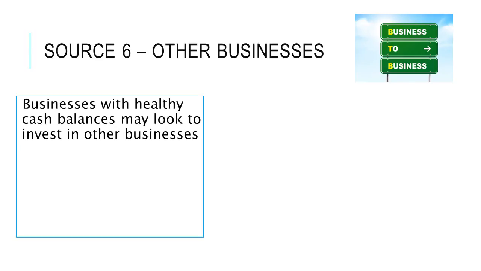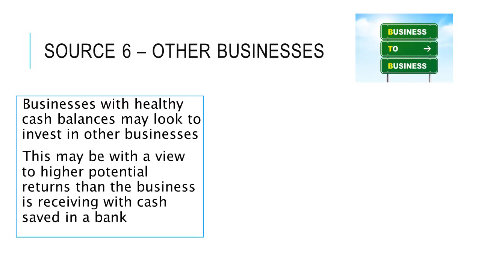Source 6 is other businesses. And businesses with lots of healthy cash balances may look to invest in other businesses. They're probably trying to do that to generate a higher return on their cash than they would if they just had it in a bank account.